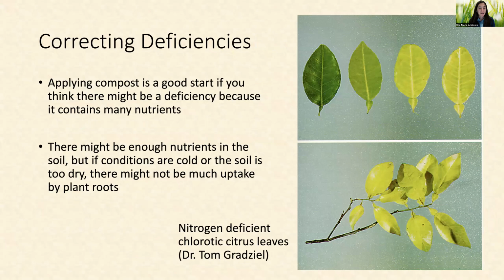So thinking about first steps in going about correcting deficiencies, in general, applying a little compost is a great place to start if you think there might be a deficiency, because compost usually contains a lot of different nutrients. So this can be a quick fix in some cases, and it's a nice, easy, convenient way to start.